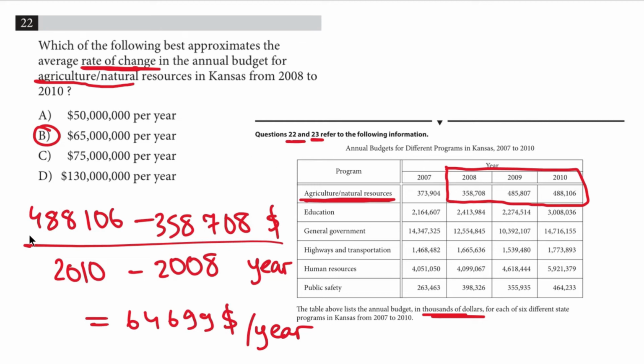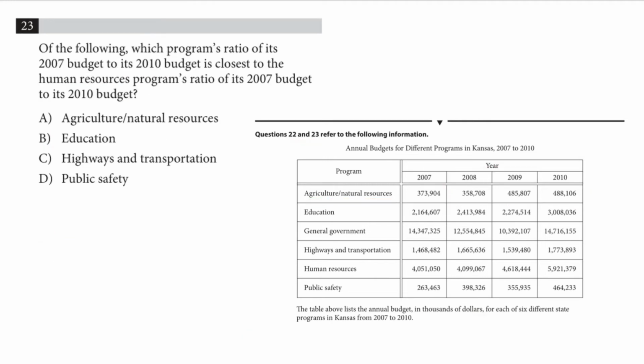We just divide the difference of the main variable, for example the price, by the difference of the secondary variable, so for example the year or the independent variable. Now let's move on to the next problem. Of the following, which program's ratio of its 2007 to 2010 budget is closest to the human resource program's ratio of 2007 to 2010 budget?